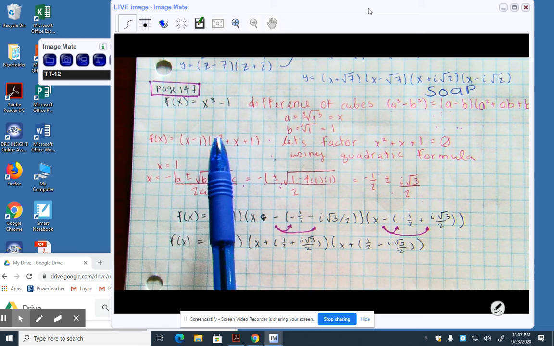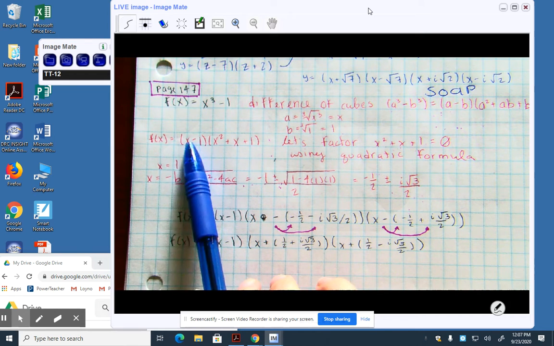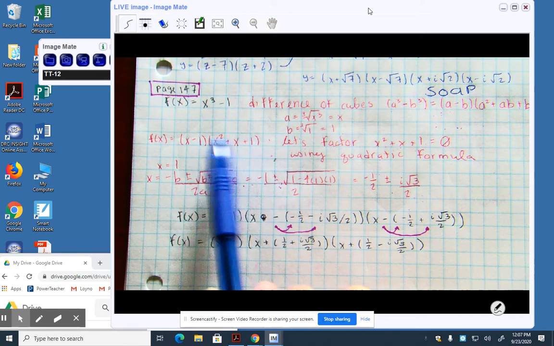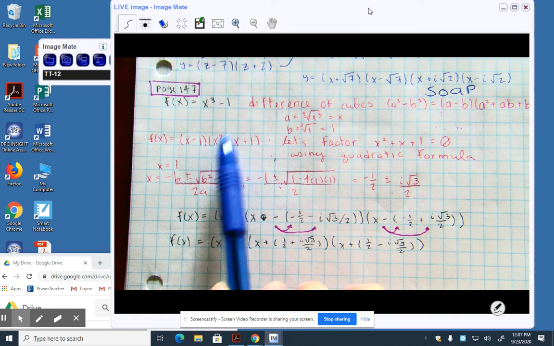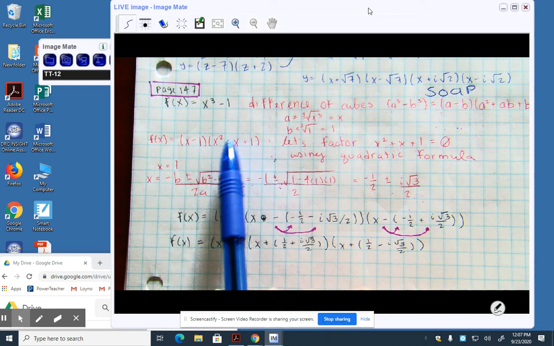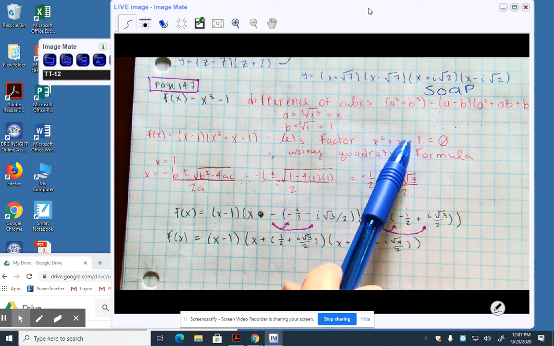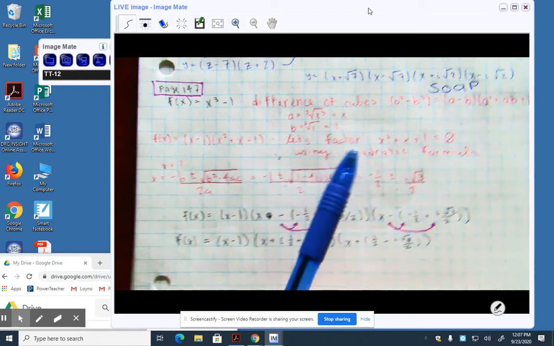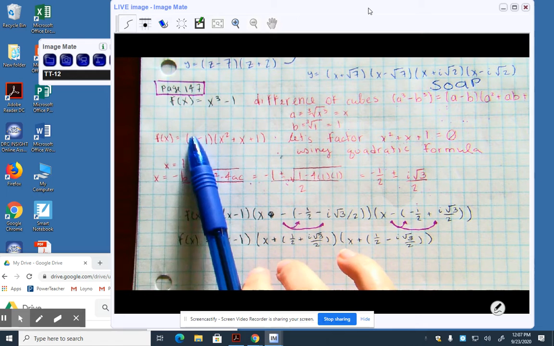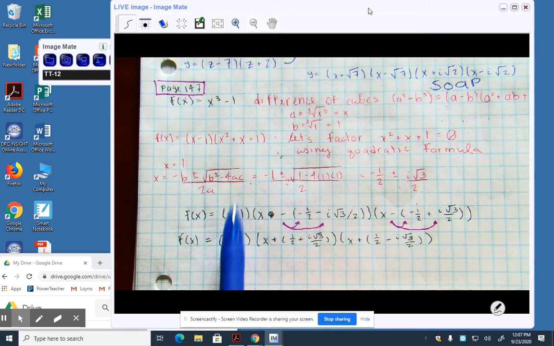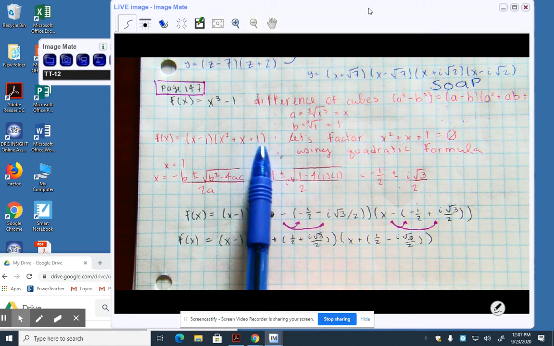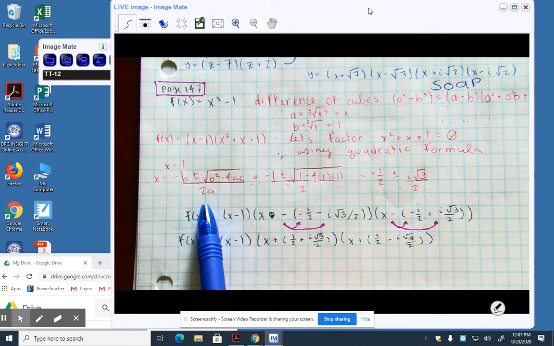So we have this as one linear factor, but we see this quadratic here, and we can break this down into two further linear factors. So let's do that. Let's factor this quadratic with the quadratic formula. So I've got x equals 1 given to me by this linear factor, and then this I'm going to put into the quadratic formula.